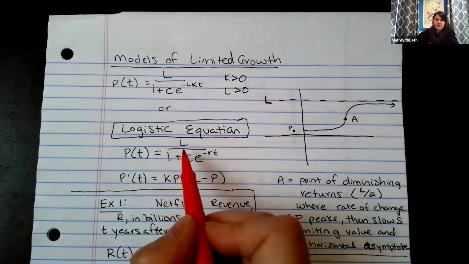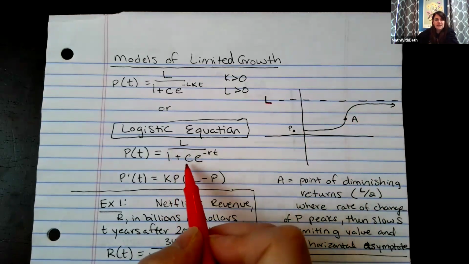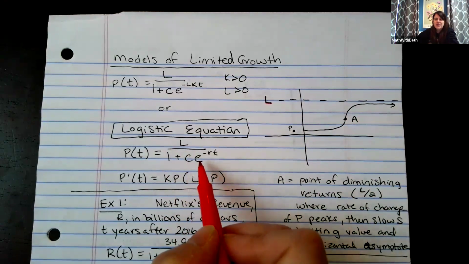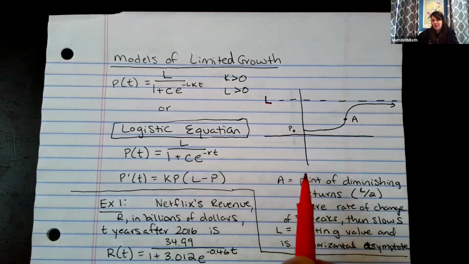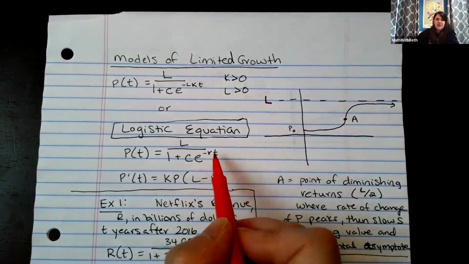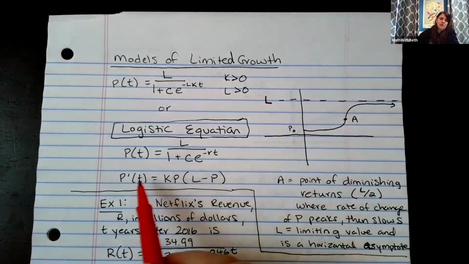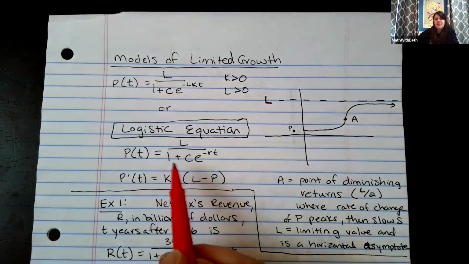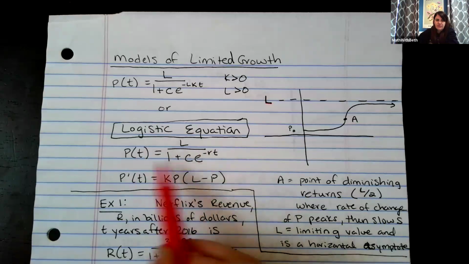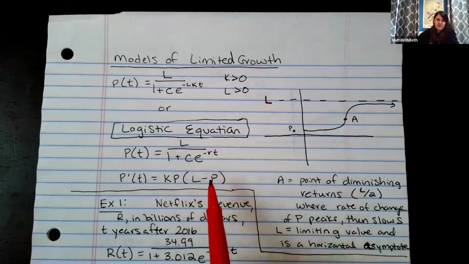So here's the equation, L over 1 plus C. C is just going to be some number times e, which we know is the value 2.71 and so on, to the negative r times t. R is always the rate. Here they're telling you what the equation will look like, but depending on what's happening, we can just find the derivative equation ourselves. You don't have to memorize this.